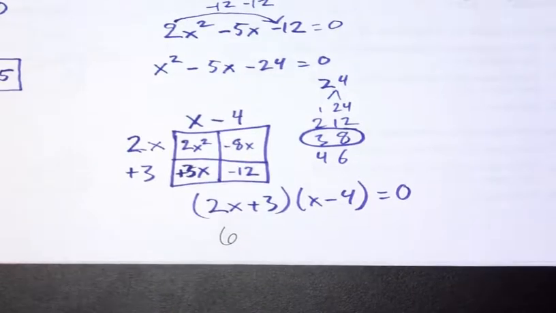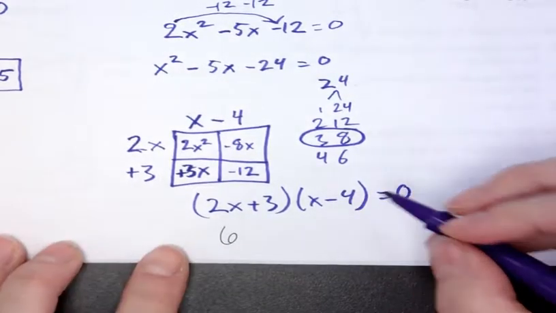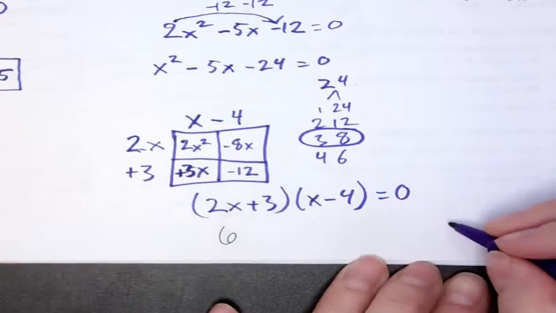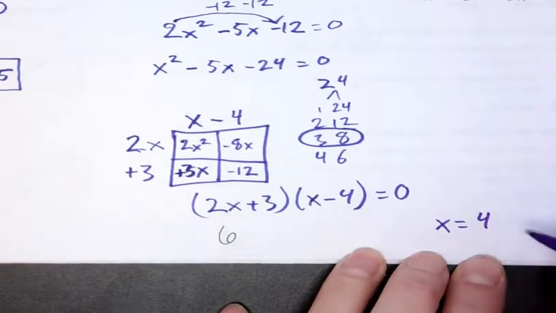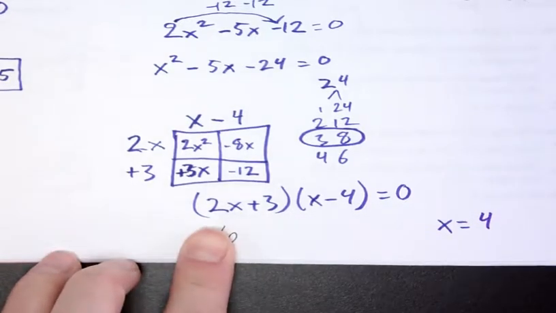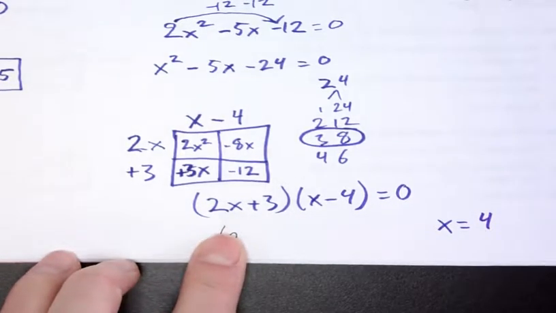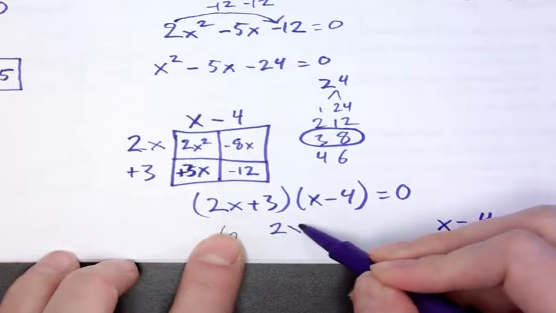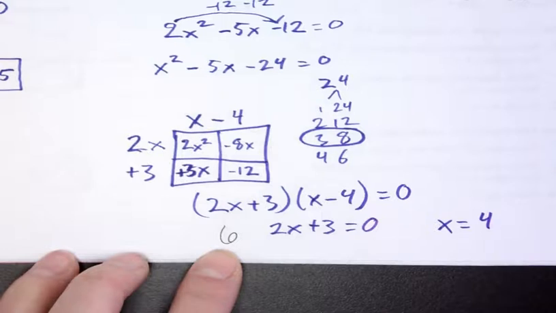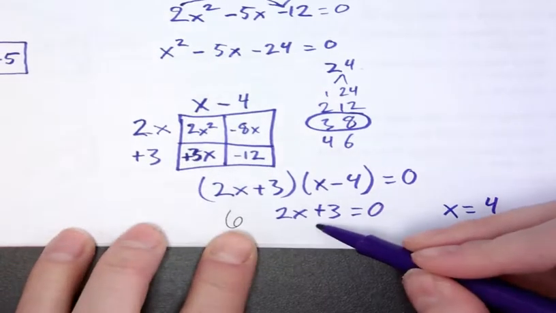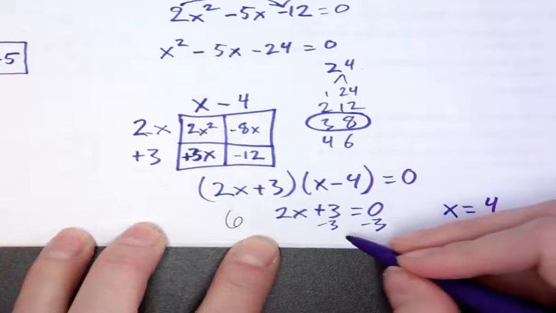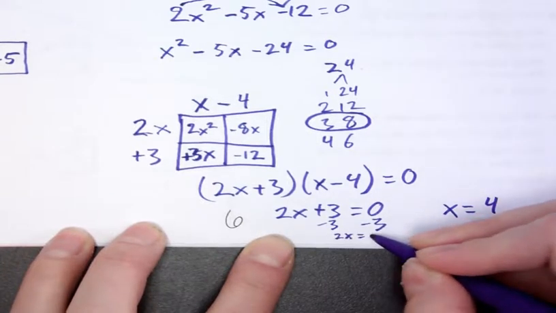So I still need them to equal 0. So what do I do? This one's easy, right? So x can equal positive 4. What do I do when there's two terms, like when there's 2x? So I have 2x plus 3 equals 0, and then I solve. What's the first step to solve? And so then 2x equals negative 3.